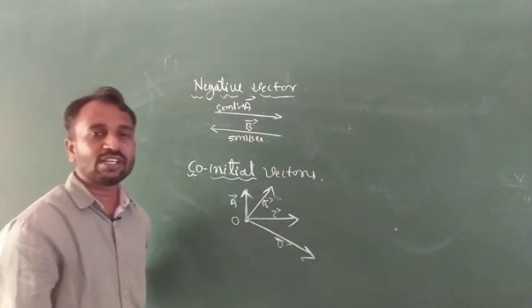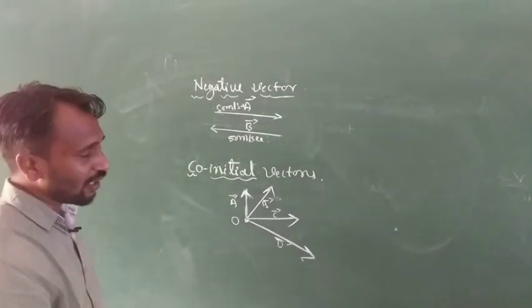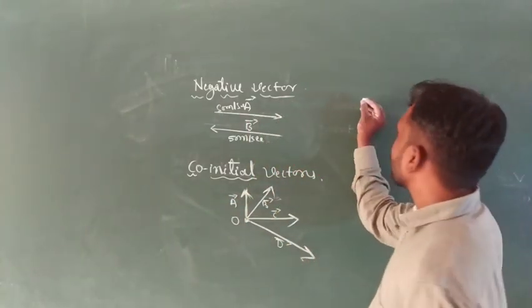A number of vectors having the same initial point, so that's when we consider a co-initial vector. Another one is a collinear vector.